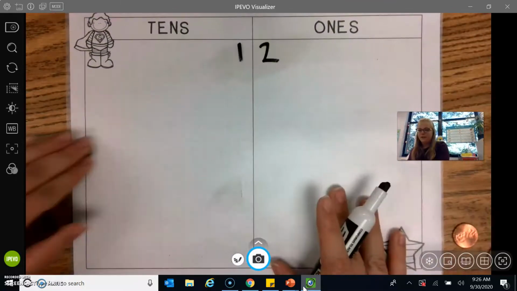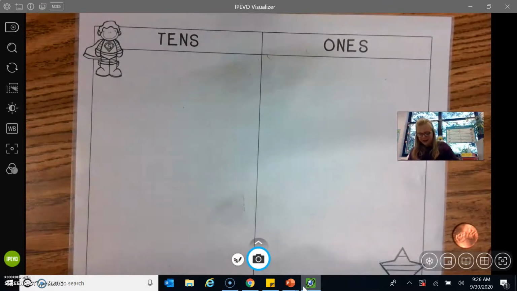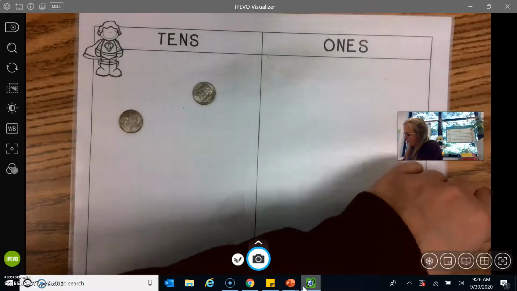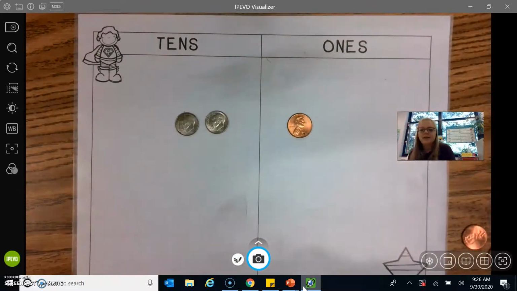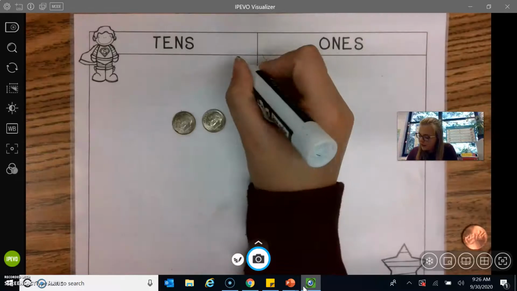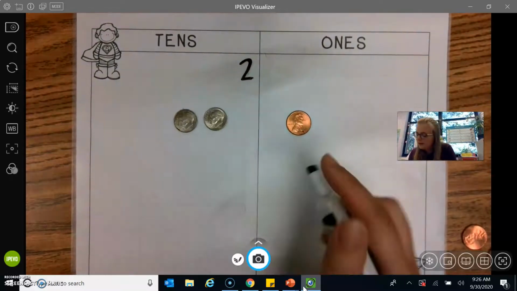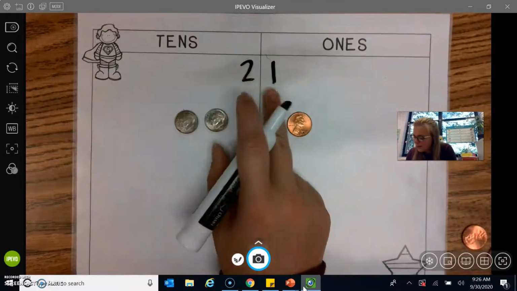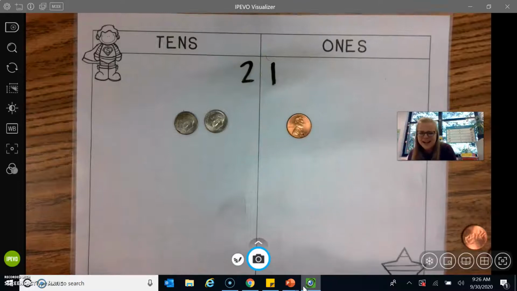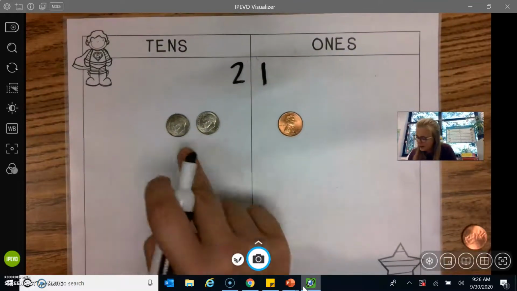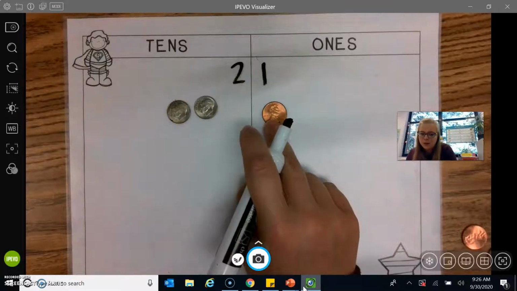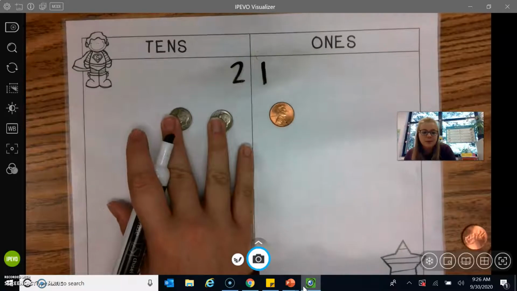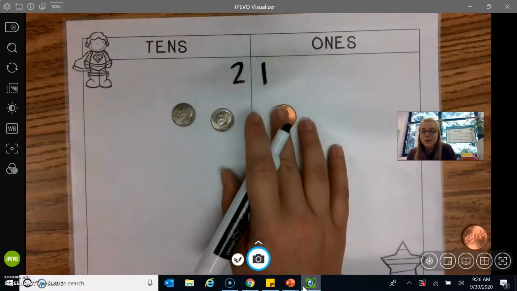Alright, let's try another one. What if I have 2 dimes and 1 penny? What number is this? I have 2 groups of 10, so I have 2 in my tens place, and I have 1 penny. So I have 2 groups of 10 and 1 one. What is that? 21. Let's check it. 10, 20, 21. So I count dimes as 10, because they're worth 10 cents, and I count my pennies as 1.